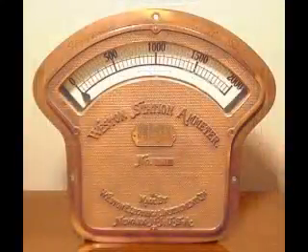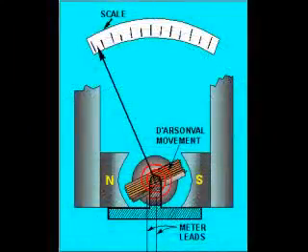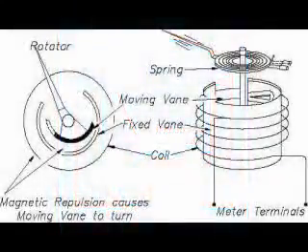Common polarity-sensitive movements include the Weston and D'Arsonval designs, both PMMC-type instruments. Current in one direction through the wire will produce a clockwise torque on the needle mechanism, while current in the other direction will produce a counterclockwise torque.